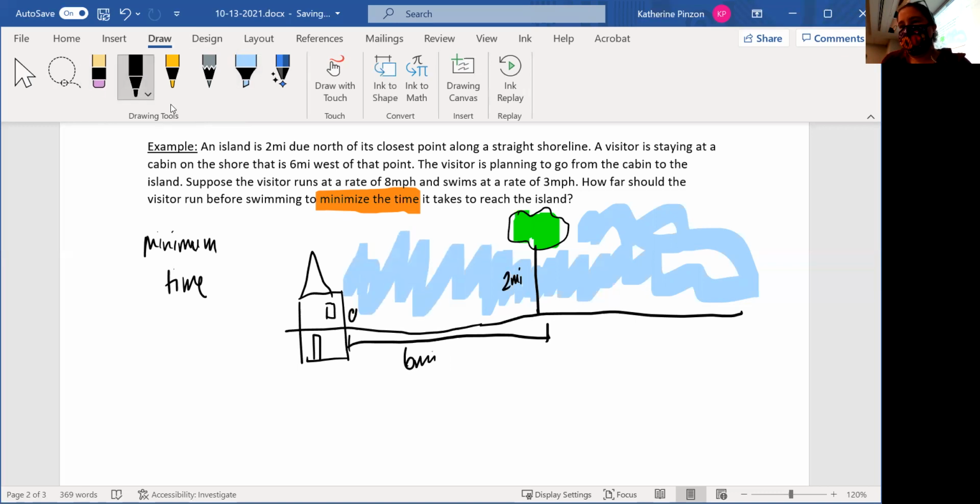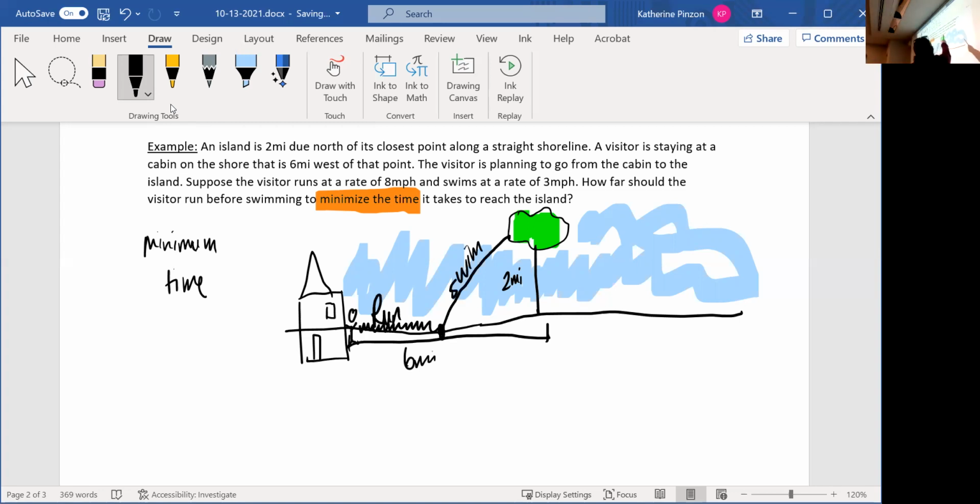Okay, there's a person at the cabin, and the person is going to run along the shoreline. That's their running. And then at some point, they're going to decide to jump in the water and swim the rest of the way to the island. Okay, everybody understand what's happening? So there's some running happening, run, and there's some swimming happening, swim. I don't know how far they're going to run though, right?